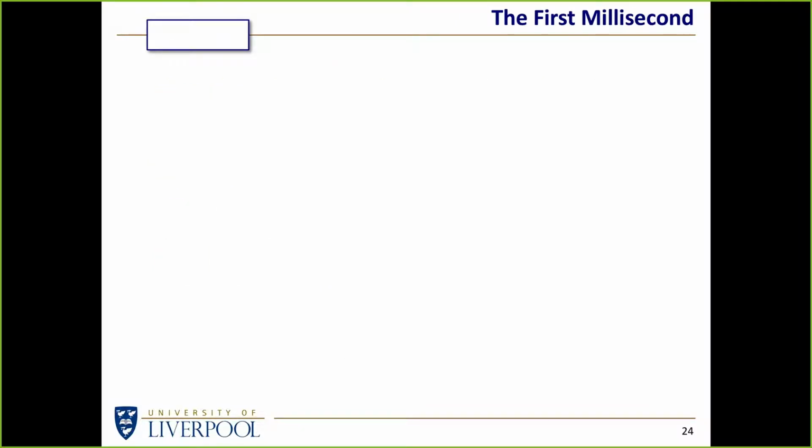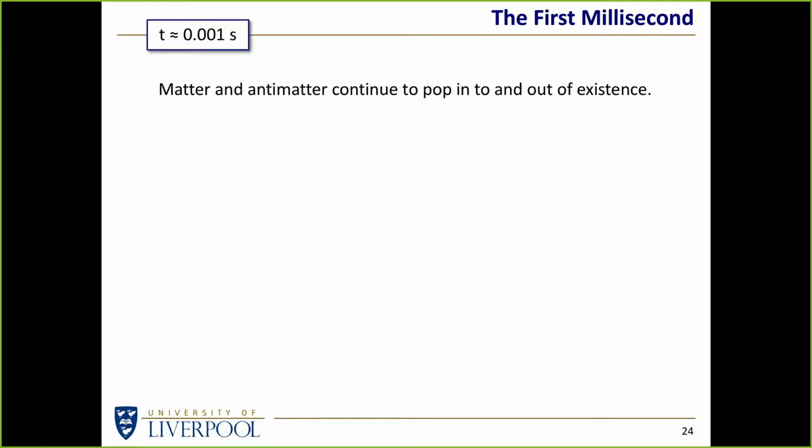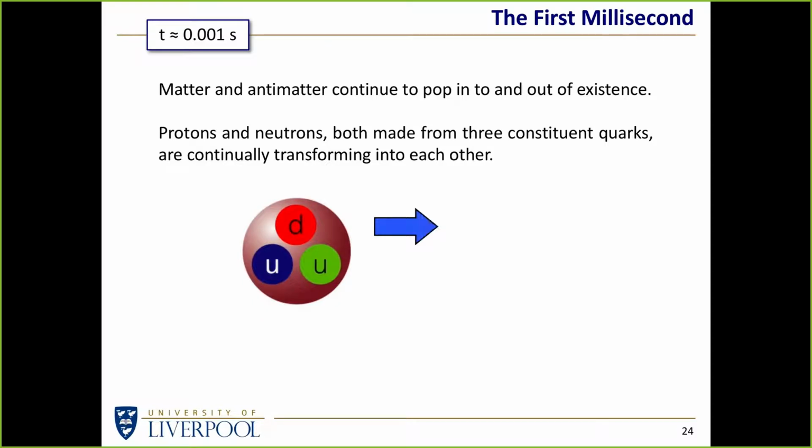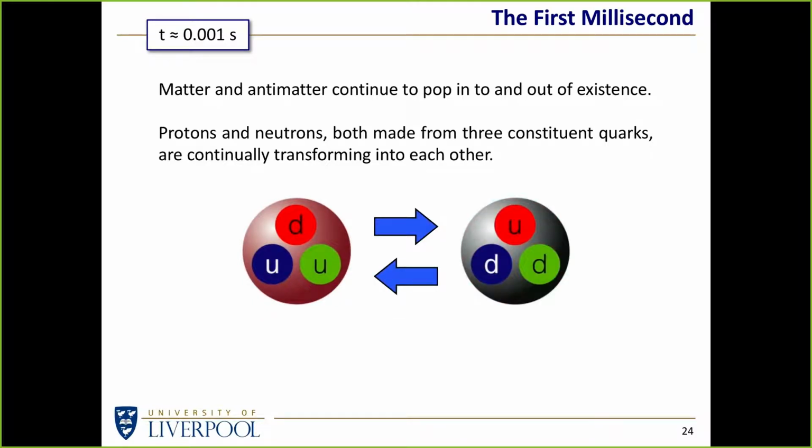We're now racing ahead in time to about a millisecond, 1/1000th of a second after the Big Bang. Matter and antimatter are continuing popping into and out of existence. Matter and antimatter to energy, energy into matter and antimatter. Protons and neutrons are made from constituent quarks, and they are transforming into each other in the sense that if we take 3 quarks that make up a proton, they can end up changing into a neutron.